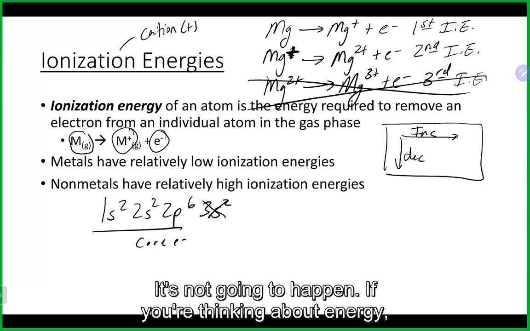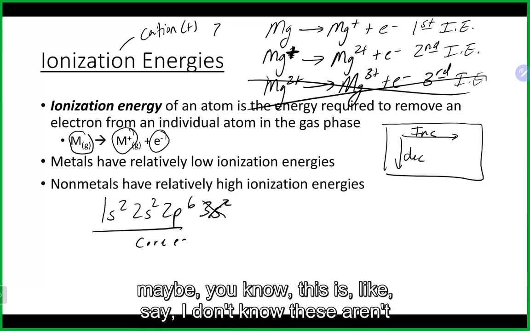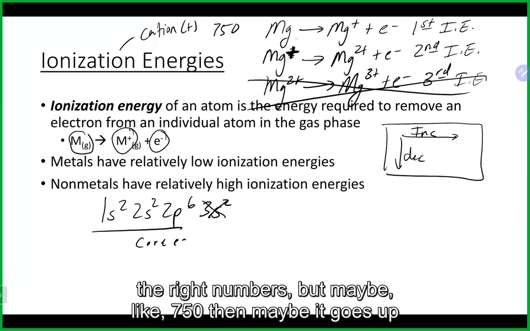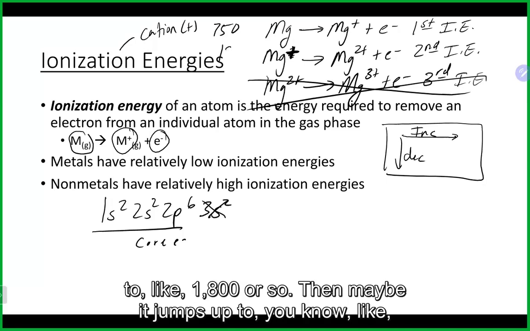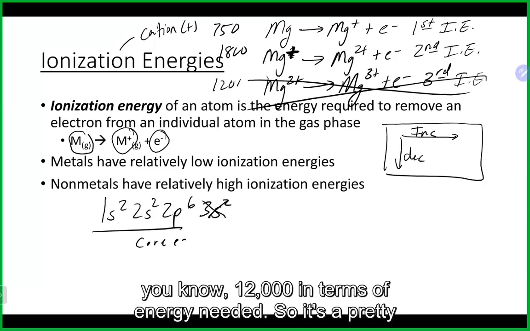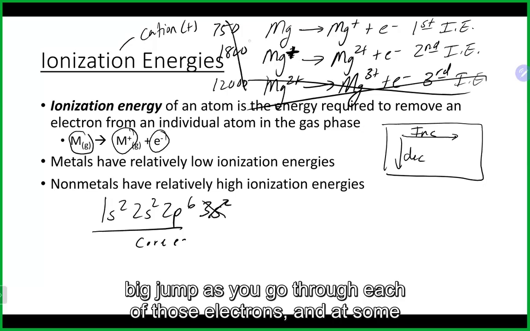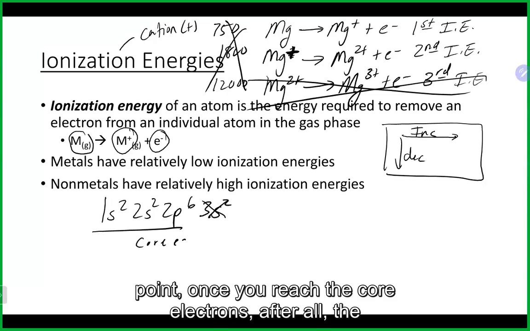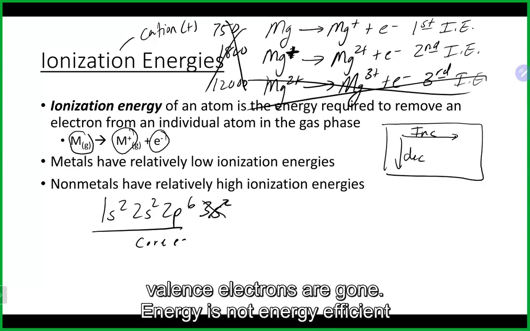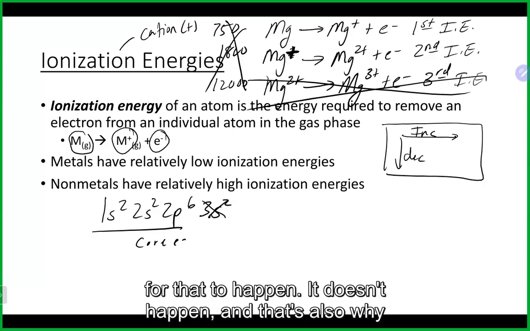If you're thinking about energy, maybe, and these aren't the right numbers, but maybe like 750. Then maybe it goes up to like 1800 or so. Then maybe it jumps up to 12,000 in terms of energy needed. So it's a pretty big jump as you go through each of those electrons. And at some point, once you reach the core electrons, after all the valence electrons are gone, it is not energy efficient for that to happen, and it doesn't happen.